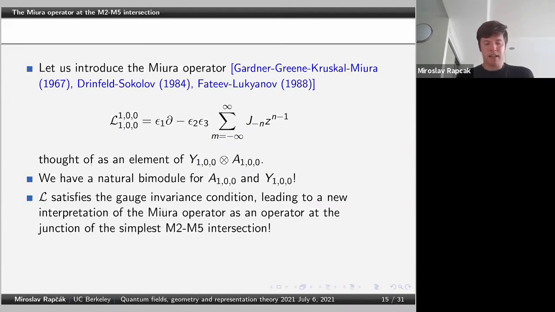And furthermore, you can sit down and check that this operator actually satisfies the consistency condition that I spelled out on the previous slide. It's a rather non-trivial calculation. I mean, 2 pages long maybe, but it actually turns out to work out. So this suggests that you can actually reinterpret this Miura operator as an operator living at the junction of these M2 brane and M5 branes. Right.